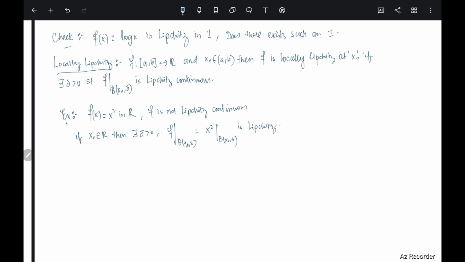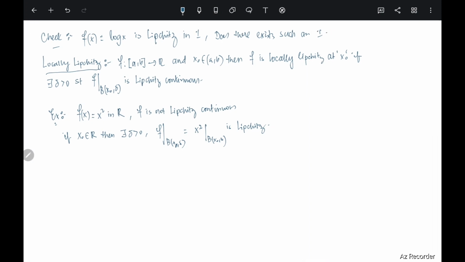It gives you that this is a function which is of course not Lipschitz continuous in R, but it is locally Lipschitz. So what we have gained here is that Lipschitz continuity is a much stronger condition. Locally Lipschitz is a much more relaxed condition, and it is a bigger space than Lipschitz continuity. Another small remark I want to add is this.